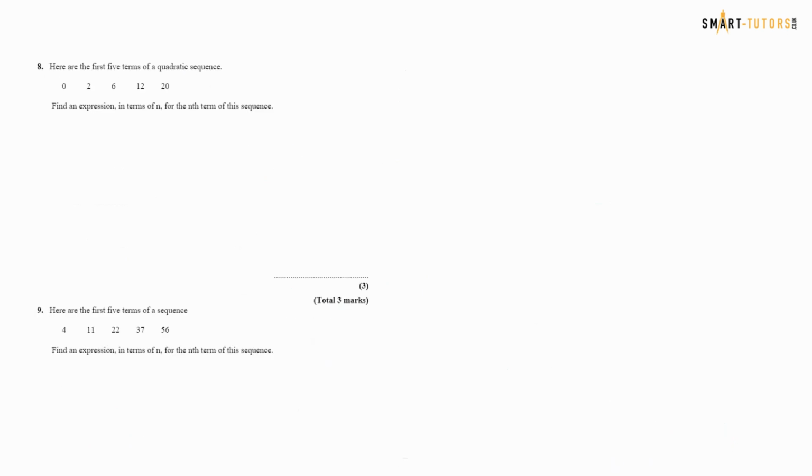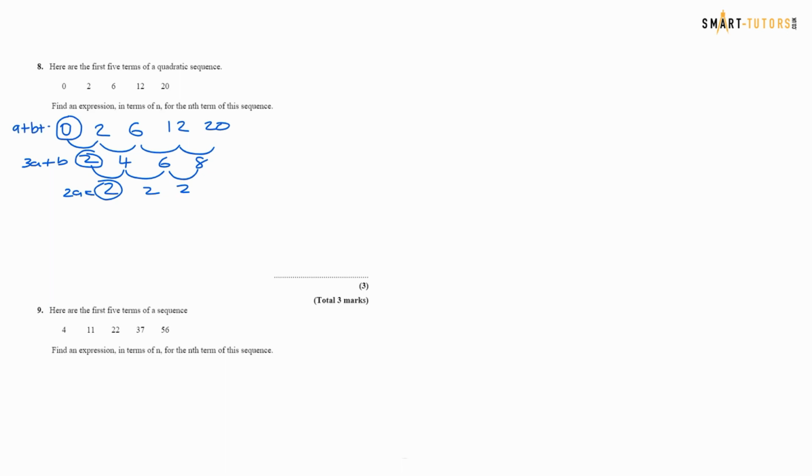Question number 8. Here are the first 5 terms of a quadratic sequence. Find an expression for the nth term. So let's start with our steps: 0, 2, 6, 12 and 20. The differences are 2, 4, 6, 8. So the second difference is 2, 2, 2. So we know the method. We are going to equate this one to 2a, this one to 3a plus b, and the first term to a plus b plus c.